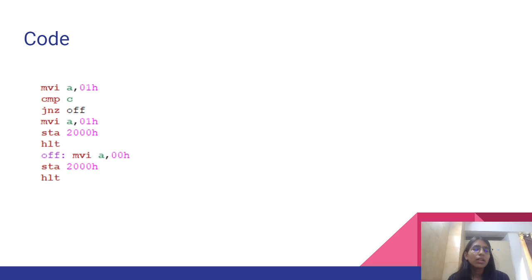Now this is the code for comparing the number with 1. C stores our sum of bits and A stores 1. If they are equal, then 1 would be stored at the memory location 2000H, otherwise 0 would be stored at the memory location 2000H.